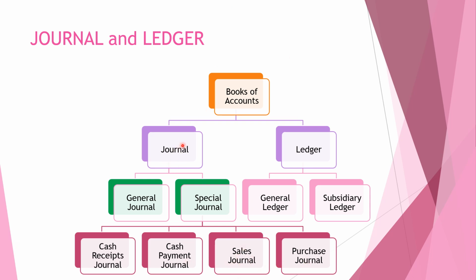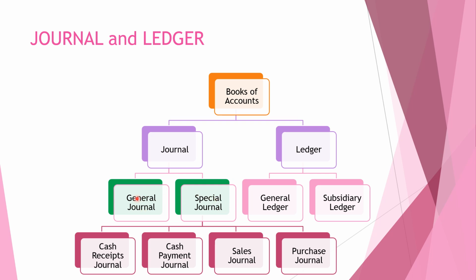In the journal, the companies initially record transactions and events in chronological order. So it is the order in which they occur. So the journal is referred to as the book of original entry. So for each transaction, the journal shows the debit and credit effects on specific accounts. So again, there are two types of journal. We have general journal and special journal.